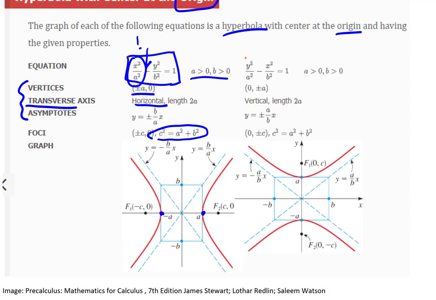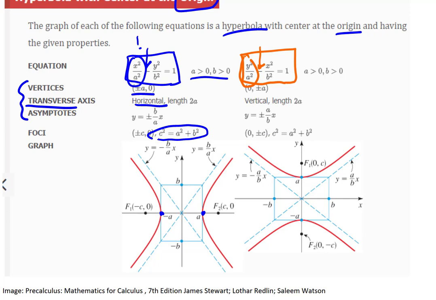If we consider the other option, notice it's very similar. This option reads y squared over a squared minus x squared over b squared equals 1. So notice there's the minus sign there. Again, that's a key observation for knowing if it's a hyperbola. But notice this time, the y variable comes first.